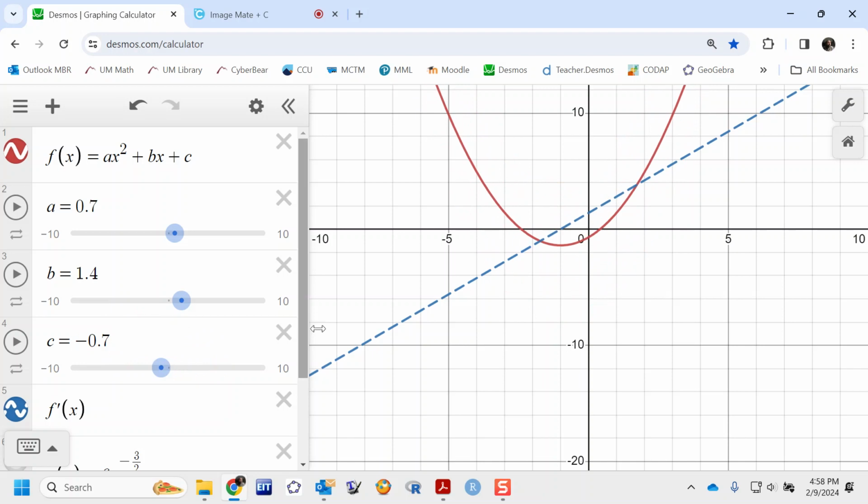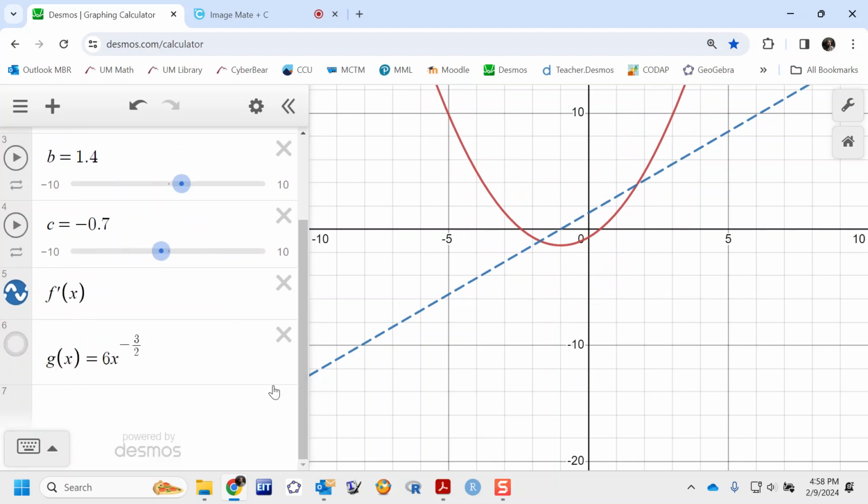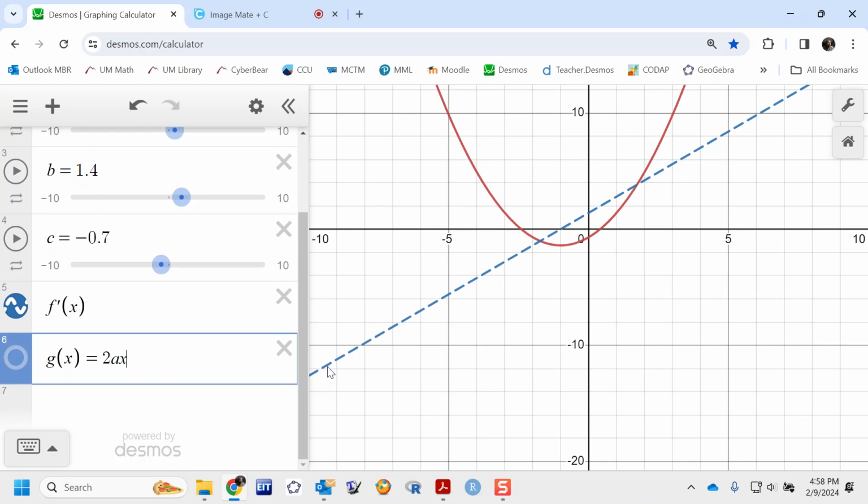When I adjust c, well, first of all, let's just verify that we have the right answer. Is that dotted line the derivative of the function, indeed 2ax plus b? Drum roll, please. Boom. Of course it is. We did it right. So that's definitely the derivative.